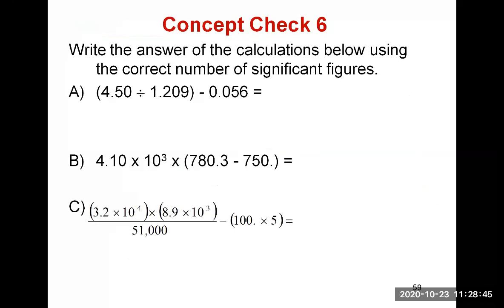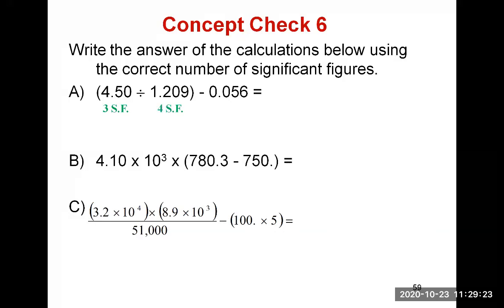Let's do a concept check to make sure you practice this. Pause the video and do this before you watch the answer. Again, find the answer of the calculations with the correct number of significant figures. So the first example has a division to be done in parentheses first, and then a subtraction. So let's do the division first. When you are doing a division, you are watching for significant figures. 4.05 has 3 sig figs, 1.209 has 4 sig figs.